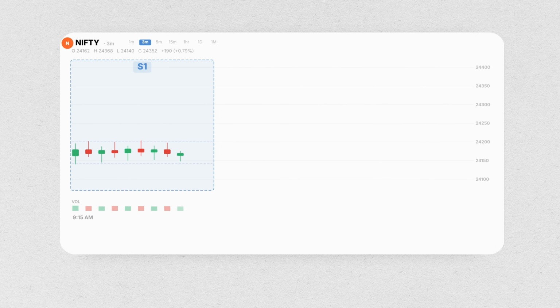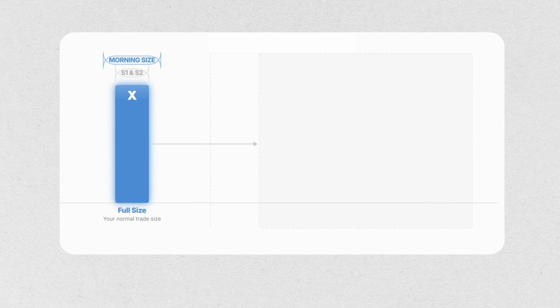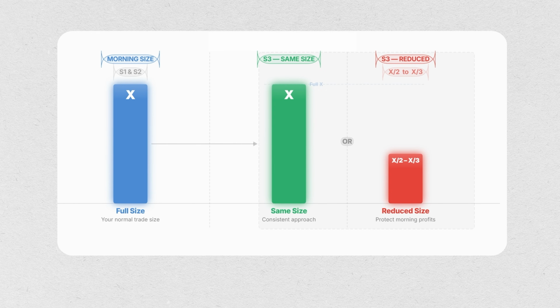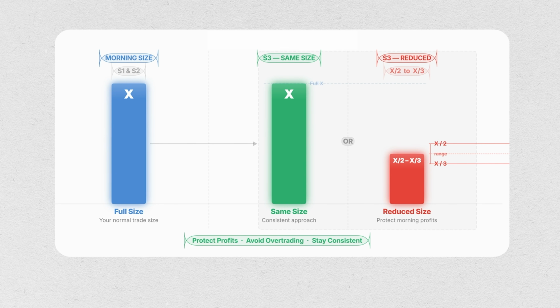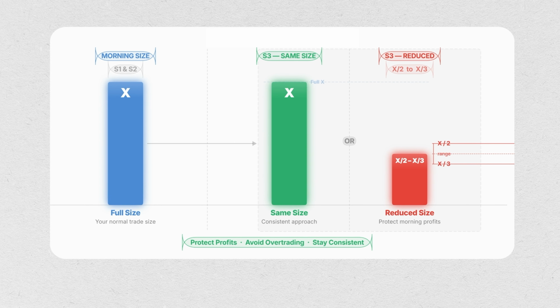If your goal is to be more conservative, then a simple approach is to trade S3 only on days where S1 and S2 have been unusually narrow. If, on the other hand, you want to include S3 as a part of your process, then do it systematically every day rather than only when it feels attractive. You can also manage this through position sizing. For example, if your morning size is X, you may choose to trade S3 with the same size or with a reduced or adjusted size, depending on what helps you protect profits without becoming overly discretionary.